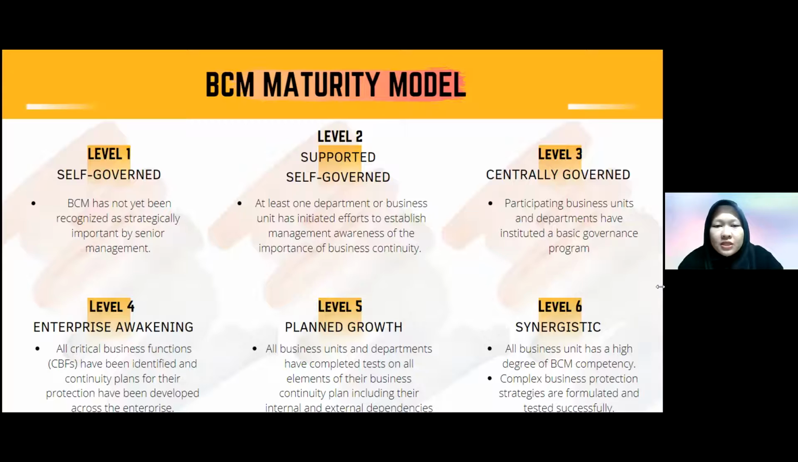So for the conclusion, levels 1 to 3 in this model represent organizations that have not yet completed the necessary program basics needed to launch a sustainable enterprise business continuity management program, while levels 4 to 6 represent the voluntary path of the maturing enterprise BCM program. I think that's all from me. I will pass to the next presenter to continue.